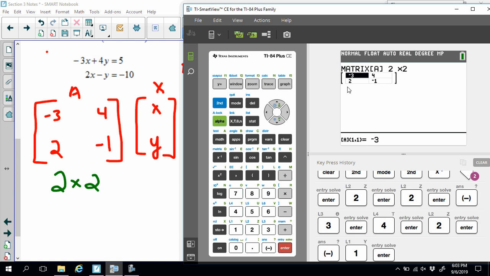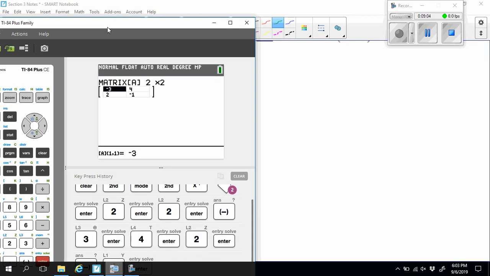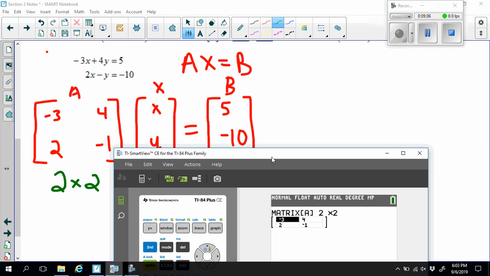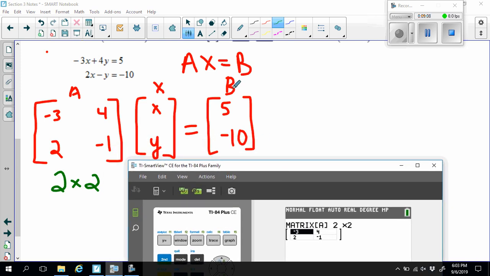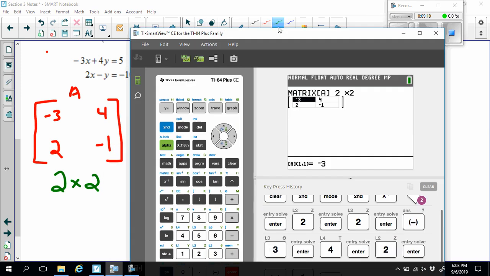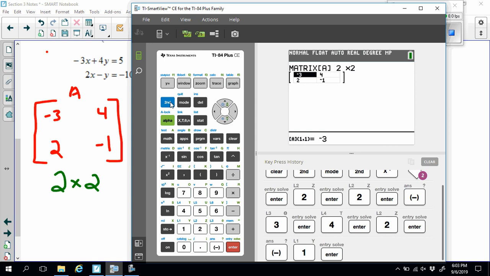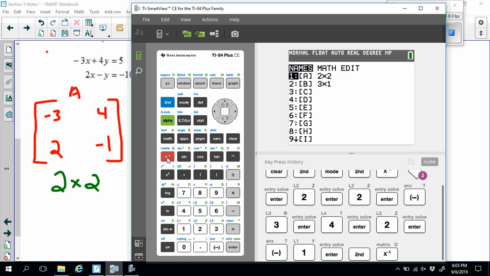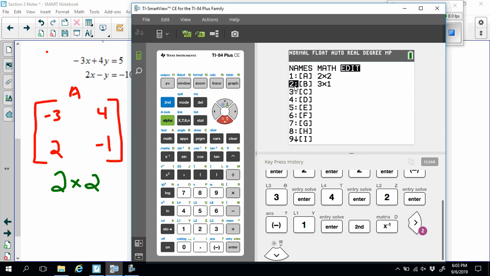So now we need to do the same thing for our B matrix. So I'm going to move over. Let's see if we can figure this out. There we go. So our B matrix consists of 5 and -10. So in order to edit our B matrix, once again, I'm going to do second and then x to the negative first, or the inverse key. I'm going to right arrow over to edit, and I need to down arrow to number 2, where I'm going to edit my B matrix.